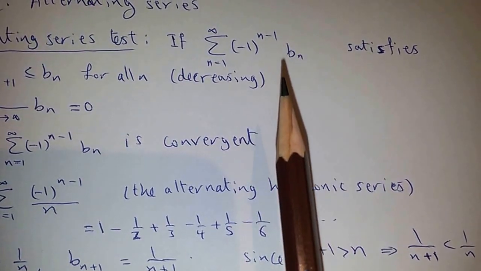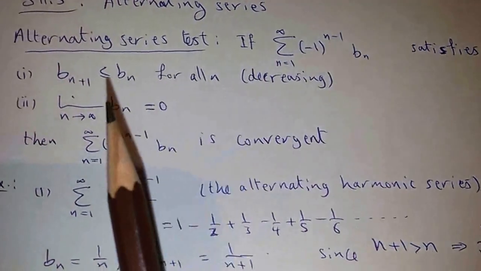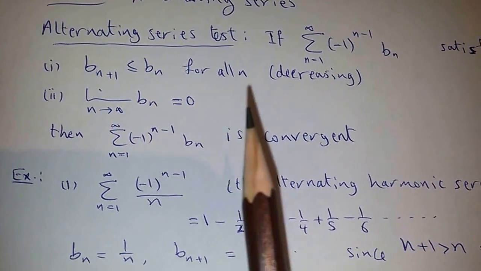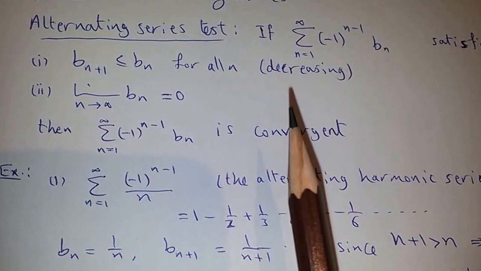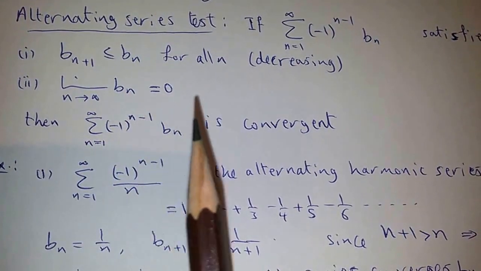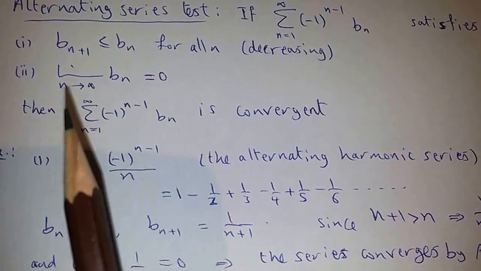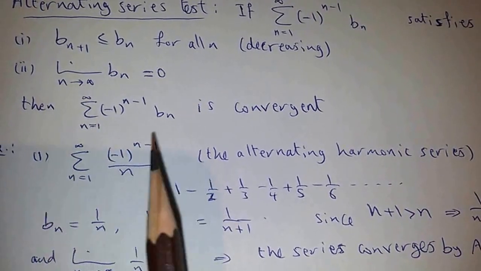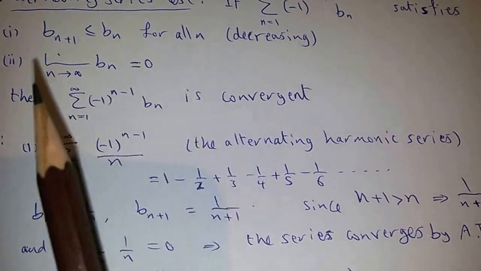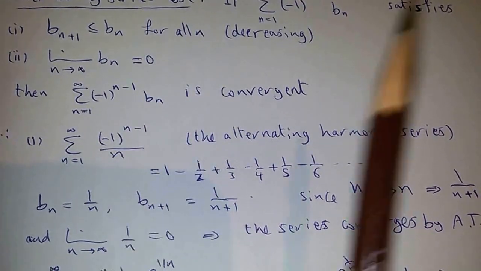Now if bn, all of it being an, satisfies these two conditions, bn plus 1 is less than or equal to bn, this means that bn is decreasing, and the limit of bn is 0 when n goes to infinity, we say that the series summation an, the alternating series, is convergent. Otherwise, we don't know. We shall see. Let us discuss some examples.